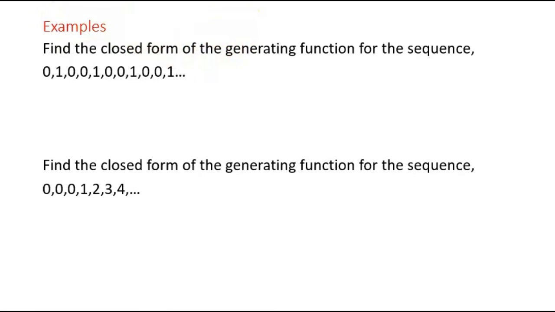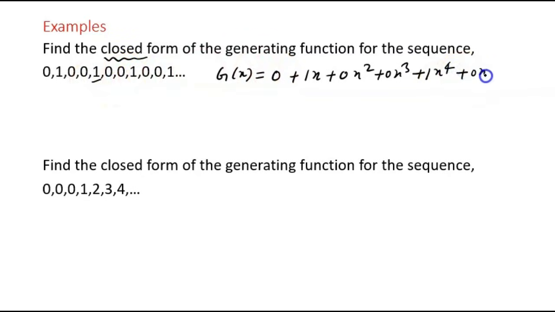Next, let us take few more examples and quickly answer them. Find the closed form of the generating function for the sequence. So if I have to write the generating function gx, what I will write? 0, the first term, then 1x, then 0x square, then 0x cube, then again 1x to the power 4, right? And then 0 2 times, so 0 x to the power 5 plus 0 x to the power 6, again 1 x to the power 7, and 0 x to the power 8 plus 0 x to the power 9 plus 1 x to the power 10, and so on.